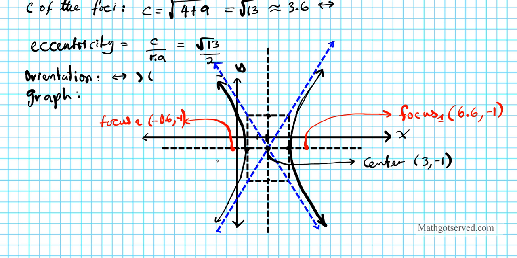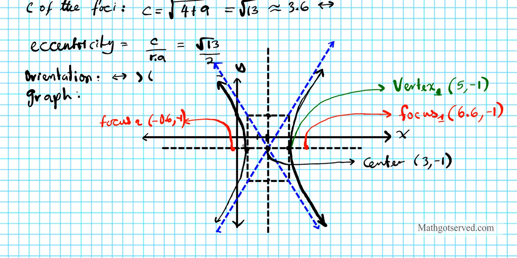Okay, now next thing we're going to graph are the coordinates of our vertices. So let's go ahead and label that. This is going to be our vertex 1. To get vertex 1, we went 2 units to the right, so we just add 2 to the x-coordinate here, so it's going to be 5, comma, -1. And then this point right here, this is vertex 1, this point right here is vertex 2.